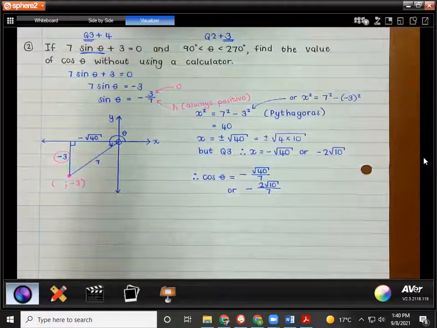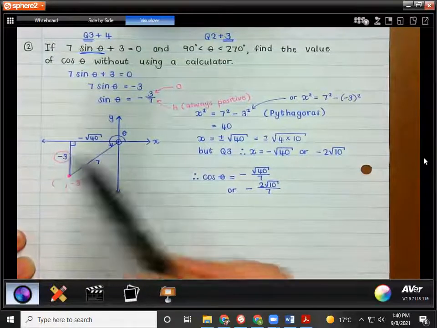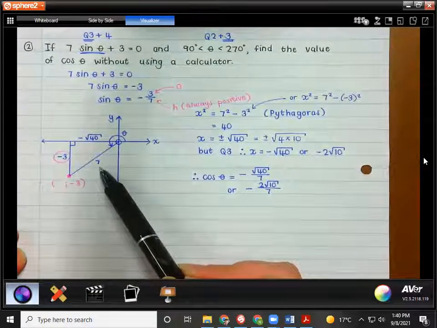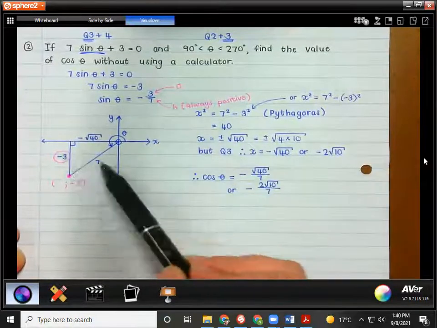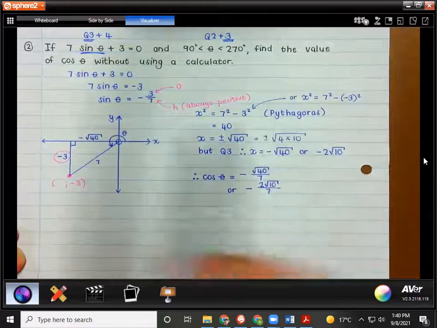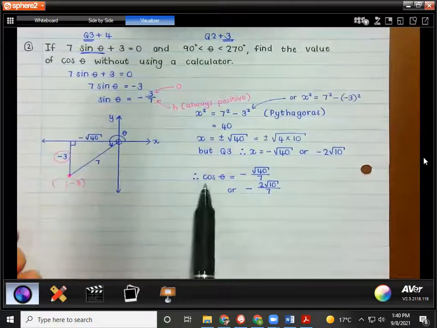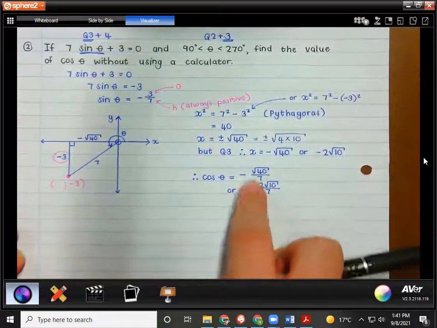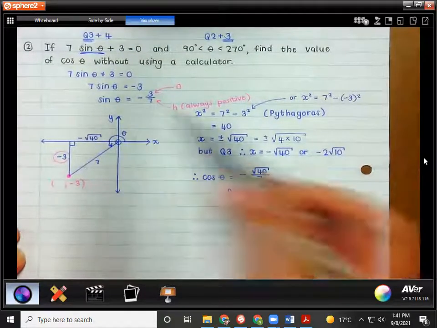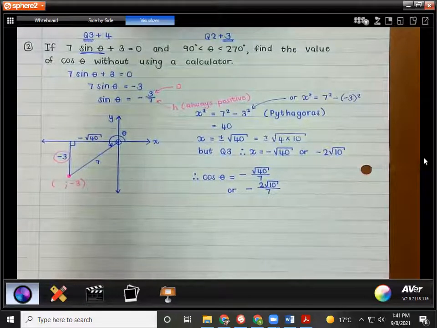Sine is opposite over hypotenuse. So sine is -3, the opposite side, over 7, the hypotenuse. You have to remember that sine is O over H. Then you use those two sides in your triangle and Pythagoras to get the third one. But now they've actually asked you for cos, which is adjacent over hypotenuse, which is why I use that one there. So they gave you sine, but they're asking for cos. Cos is the adjacent side over the hypotenuse.